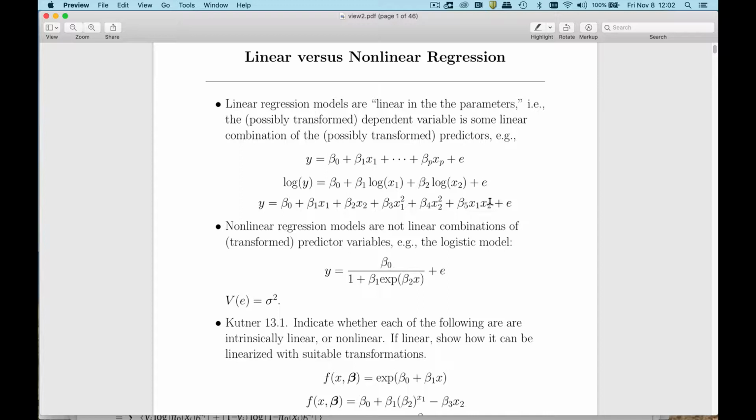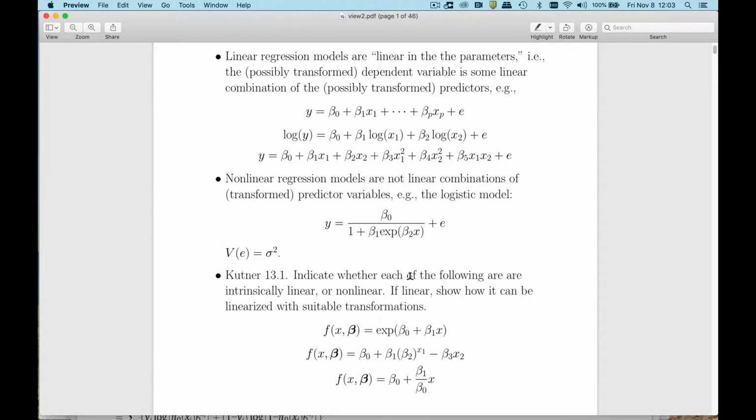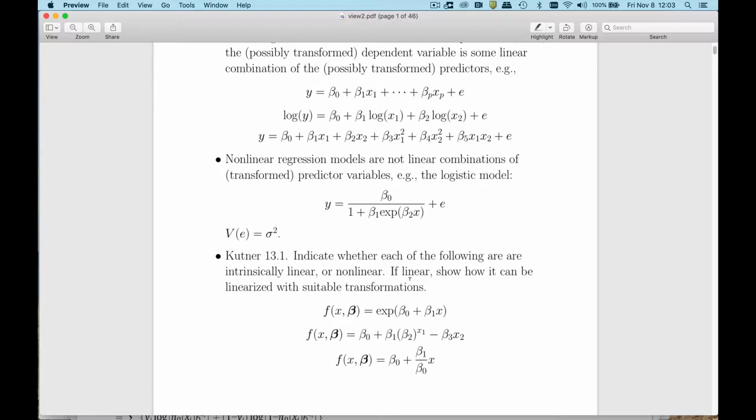Okay, so what is nonlinear regression? Nonlinear regression involves some sort of nonlinear combination, so I can't write it as a parameter times some predictor added up. Here is one example, the logistic model, which is actually going to turn out to be a very simple neural network.